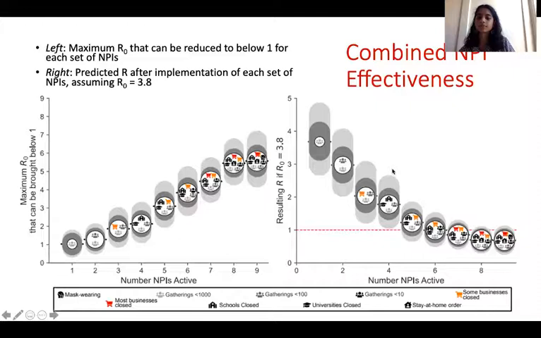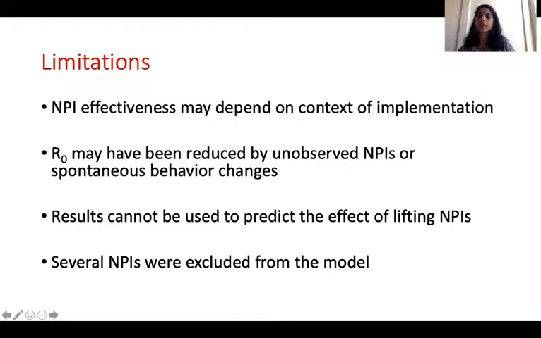So looking at limitations of this study, the NPI effectiveness depends on the context of the implementation, which is definitely something that isn't necessarily applicable in all terms. So it's very country specific, time specific. So it's a little questionable how effective their study would be when applied to any country or any context. R0 may have also been reduced by unobserved NPIs or spontaneous behavior changes.